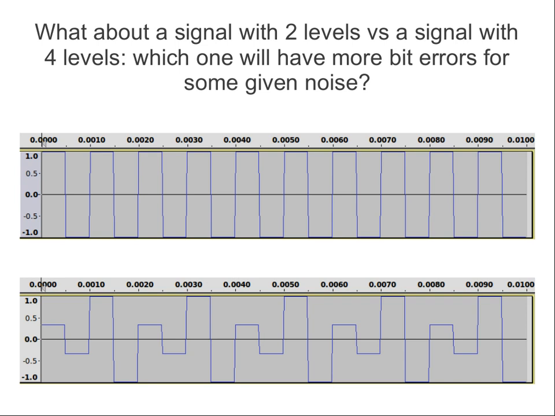Note with the second scheme we have 4 levels, +1, plus 0.33, minus 0.33, minus 1. Let's say we transmit at level 2 as an example, which actually is the bits, level 2 corresponds to the bits 0, 1. That's what's transmitted.